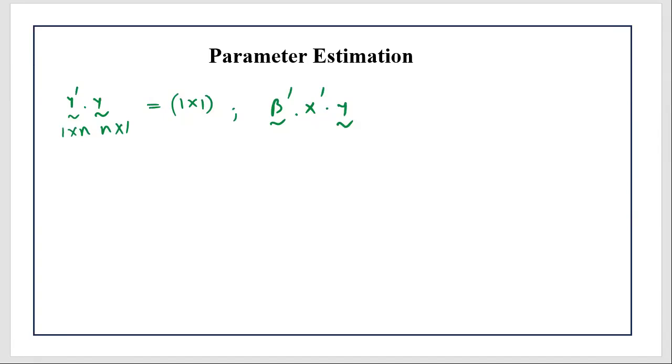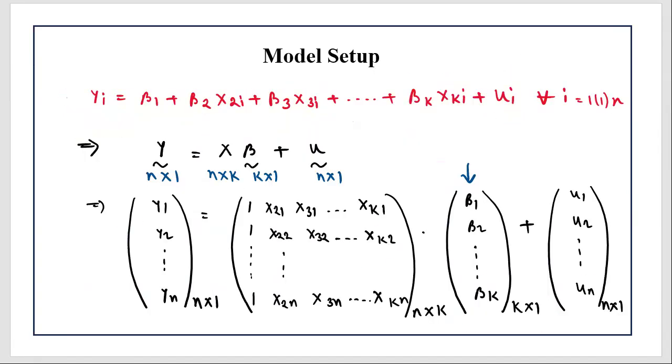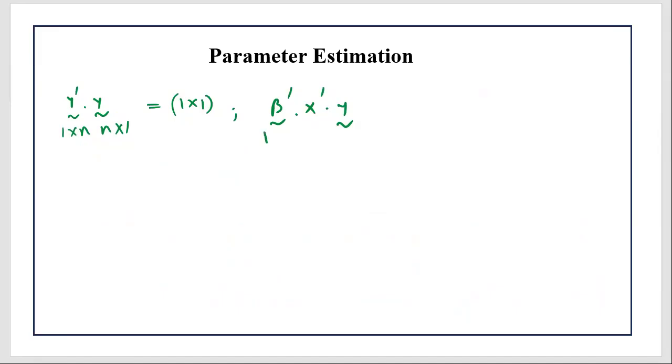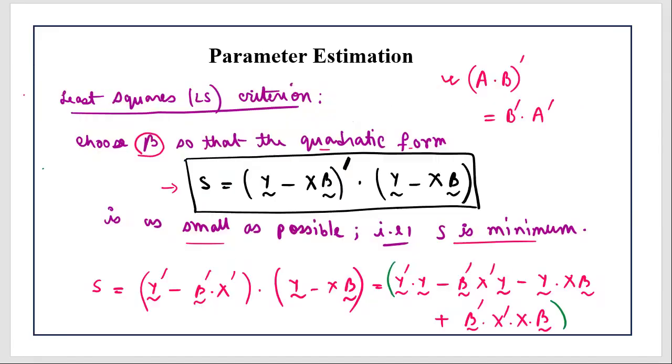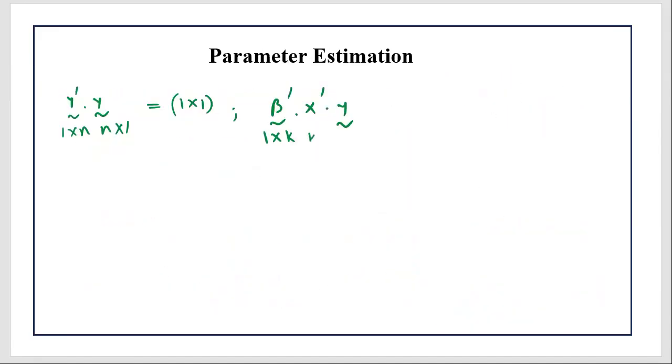So what is the dimension of beta curl? Beta curl is k cross 1, so its transpose will be simply 1 cross k. What is x transpose? X is n cross k, so x transpose is k cross n. And what is y? This is n cross 1. So can you pause the video and think what will be the dimension of this entire term?